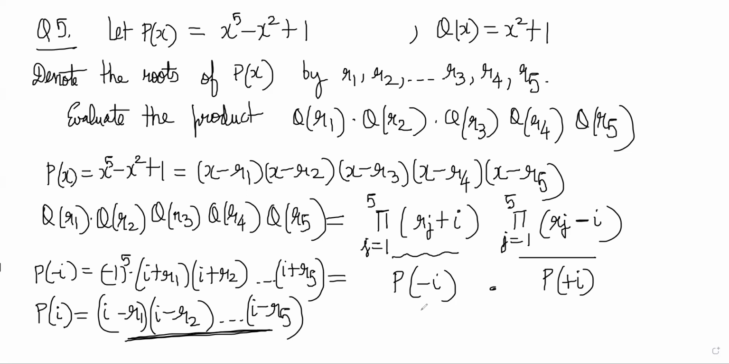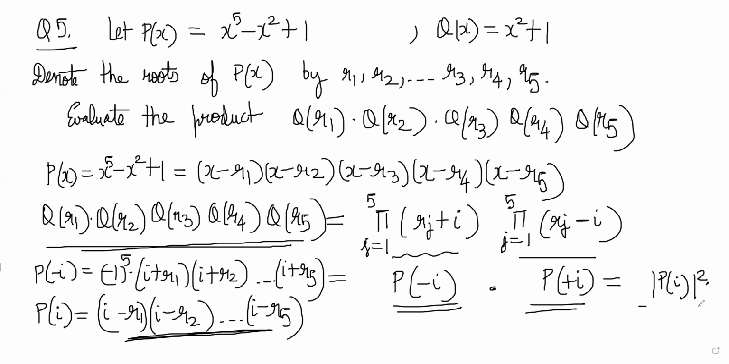So finally you are getting P of minus I times P of I equal to this product, right? And that means it is equal to mod of P of I whole square. We have seen this property before: for a complex number Z, P of Z times P of Z conjugate is equal to mod of P of Z whole square, right? And here you have P of I and P of minus I, which are conjugates of each other. So it is mod of P of I whole square.